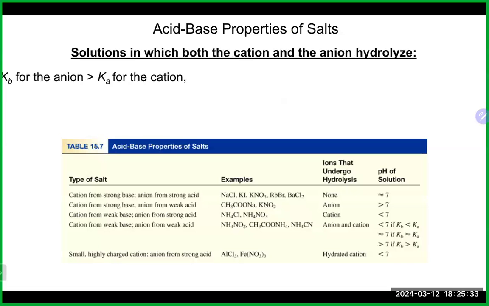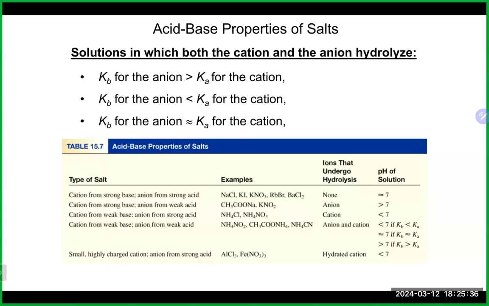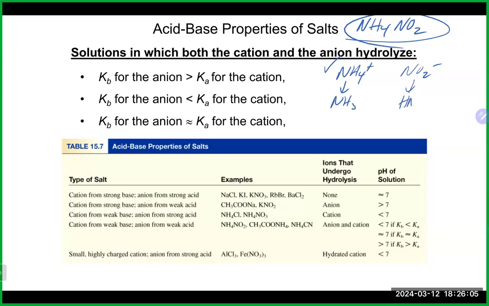Now, in all of our examples that we've done so far, only one part of the salt will go through hydrolysis. It is possible that you could have a salt where both parts will go through hydrolysis. For example, ammonium nitrite, that is ammonium and nitrite. The ammonium comes from NH3, which means that would go through hydrolysis. The nitrite comes from nitrous acid, which is a weak acid, and that would also go through hydrolysis. So it is possible to have a salt where both parts go through hydrolysis at the same time.